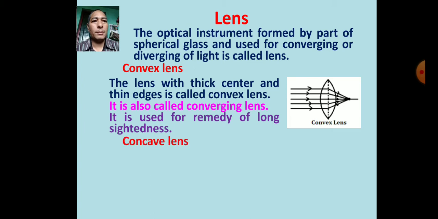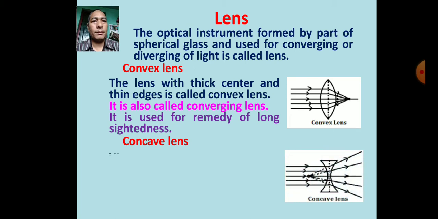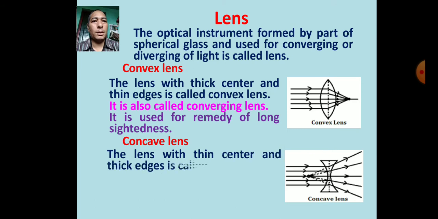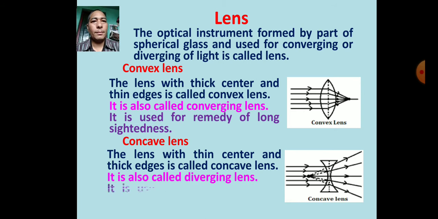Concave lens. The lens with thin center and thick edges is called concave lens. It is also called diverging lens. It is used for remedy of short-sightedness.